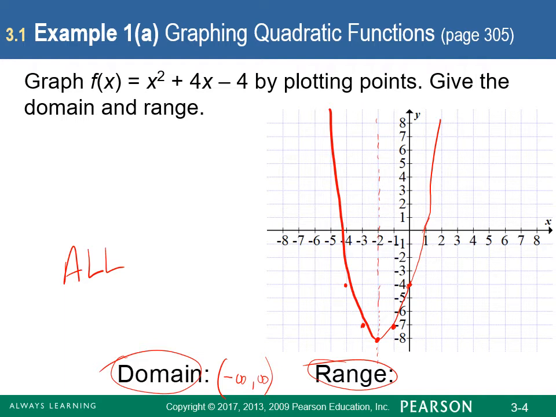The range, however, for this quadratic is this. Notice the lowest dot on this graph is at -8. So the range starts at -8 and goes forever. That would be infinity. Since there is a dot at -8, it would have a bracket.